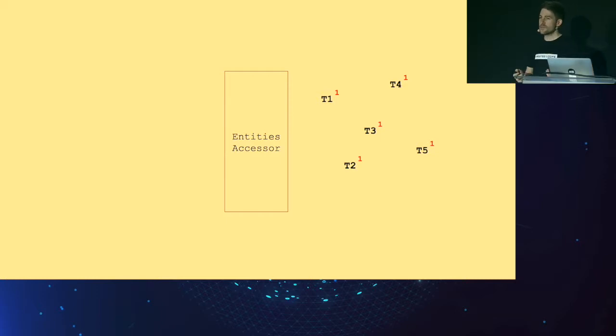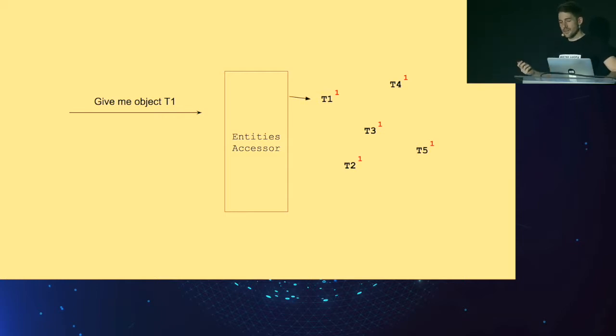If you want to have access to an object, you say, hey, I want object T1. The entity successor says, sure, I'll look for it. Yeah, that's T1. It's used once, so I increase the counter. Now it's used twice. I return the object. Here you go, here's your object. That's kind of what it does.